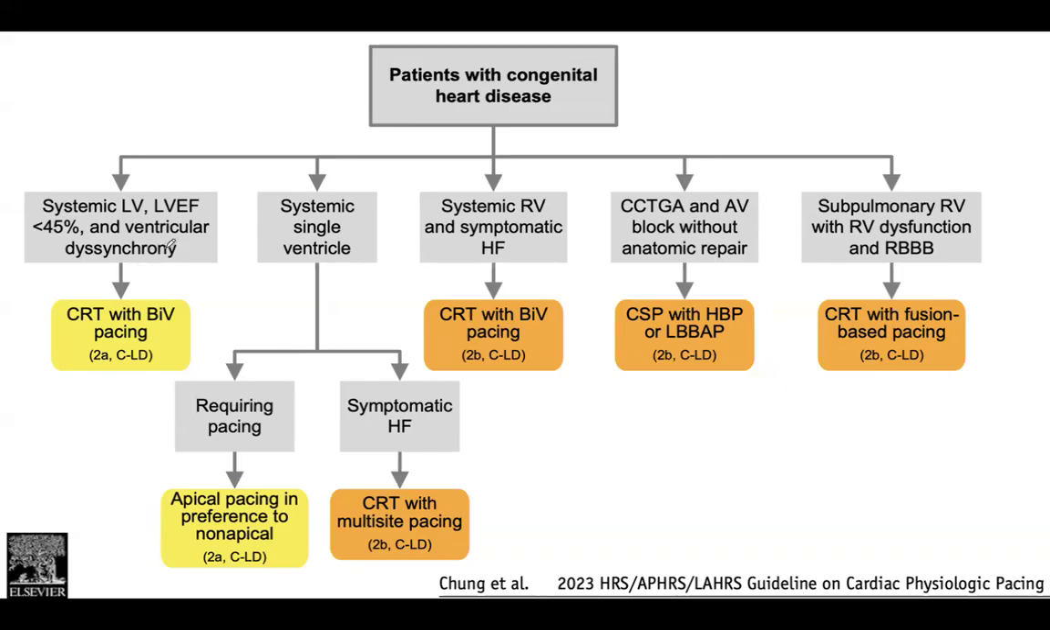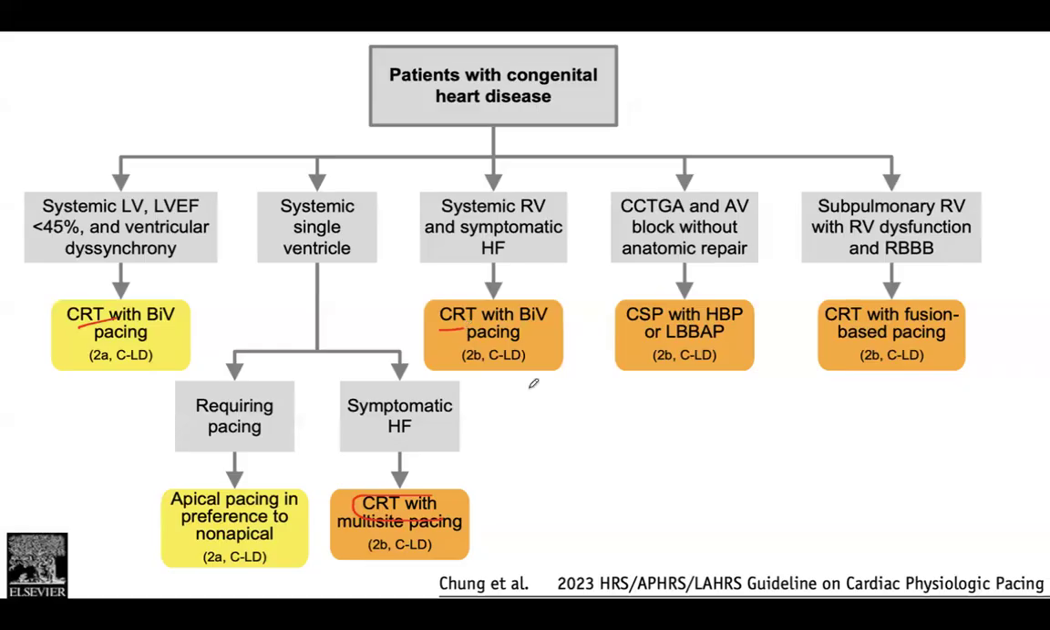We investigate dysynchrony, and we can do CRT pacing, of course. If you have a single ventricle, we will again try for apical pacing. If there's heart failure, then CRT or multi-site pacing is usually the preferred choice. If you have systemic RV and symptomatic heart failure, again, you want to do CRT and so forth.